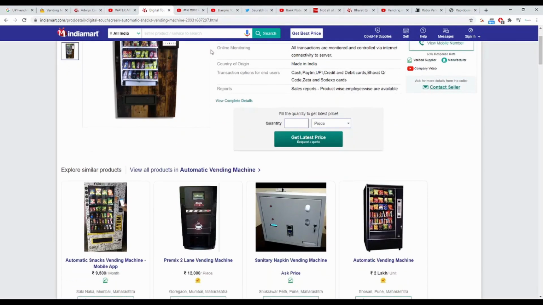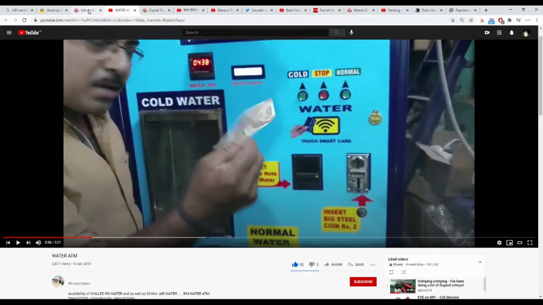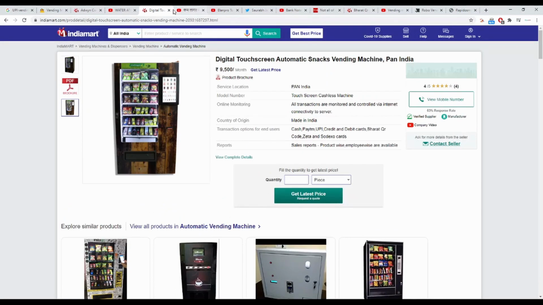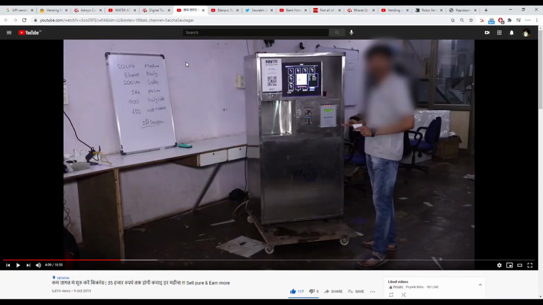So we just talked about the rough prices of these machines. These machines are very costly, going up to multi lakhs also. And they show you very good equations, like you sell 200 liters and you sell it for 500 rupees, and this 650 rupees is your net income. I don't think it works that way.